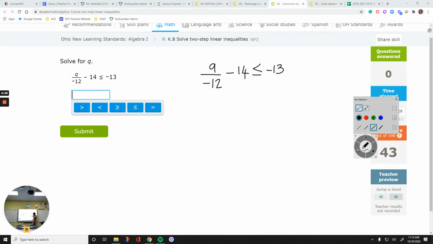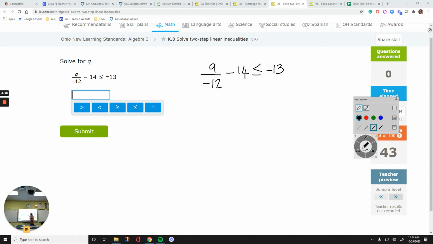I see that, by the way, Q over -12 right there, it's just a fraction. They're almost like one thing. So the farthest term away from Q is that -14. That's the first thing that I will get rid of.